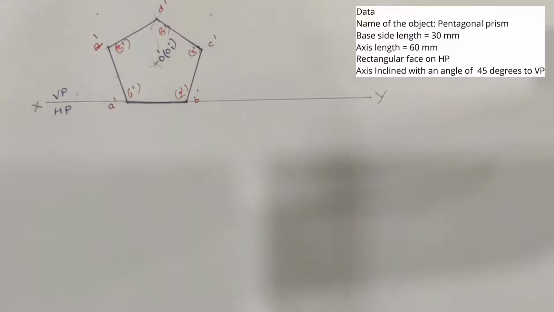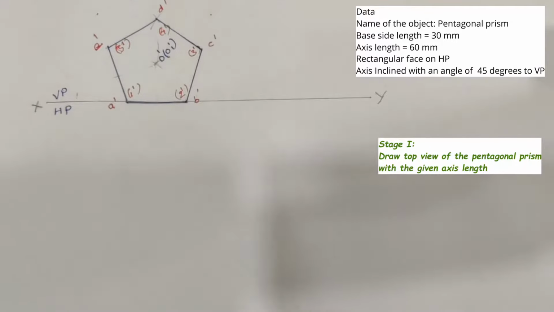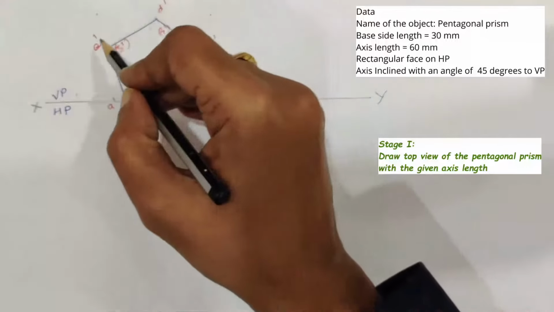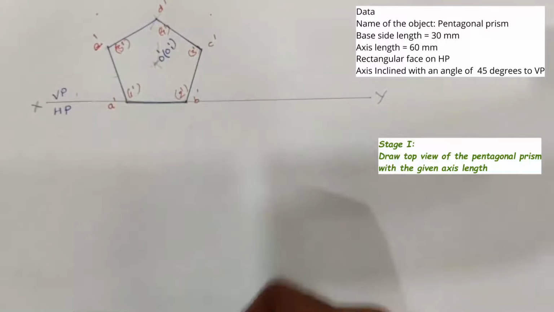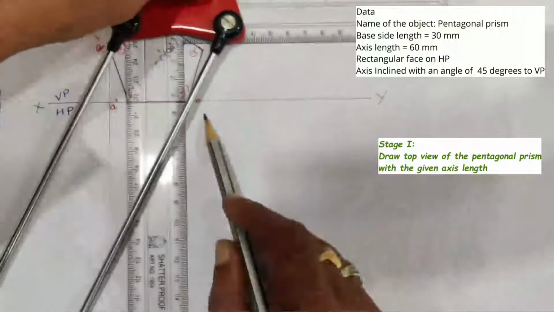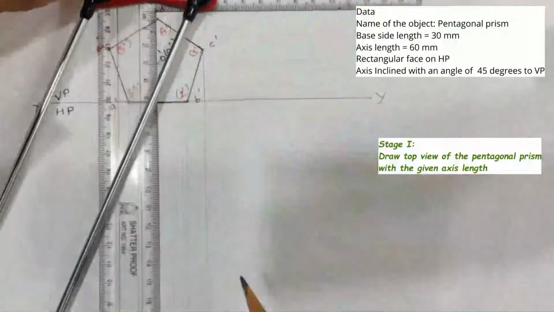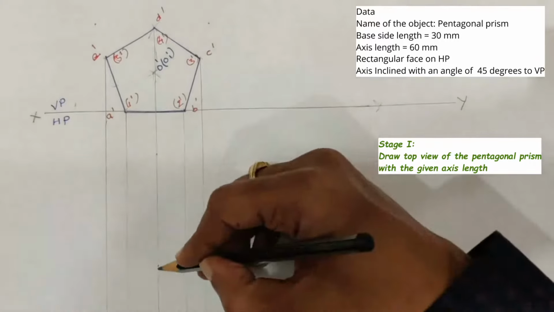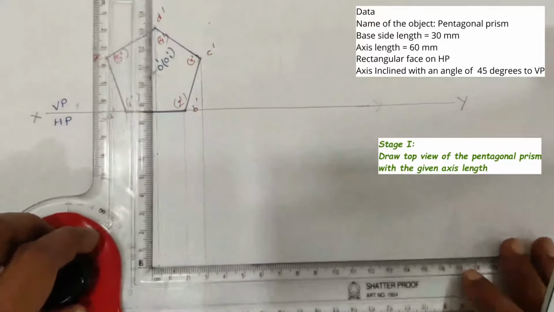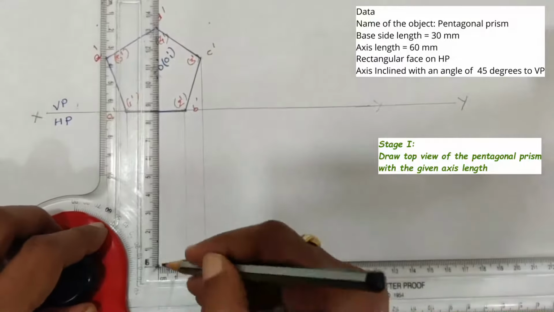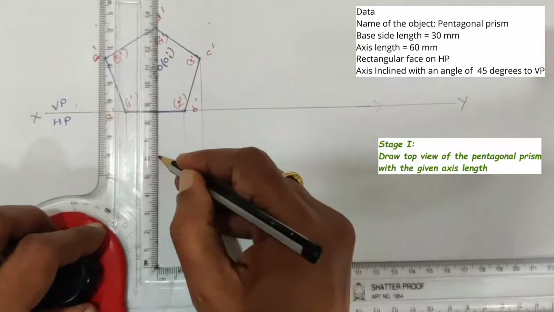Then we will draw the top view of the pentagonal prism. For that, we will draw projectors through A dash, B dash, C dash, D dash, E dash and O dash towards the horizontal plane. Then, with the given axis height, locate O as well as O1 points along this projector. Here, the axis height is 60 mm. This is O1 and this is O.